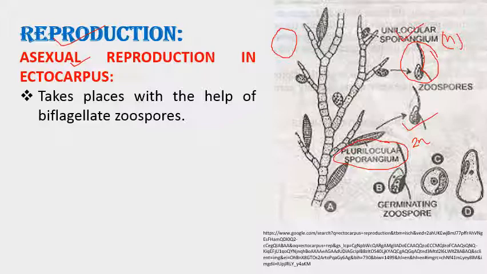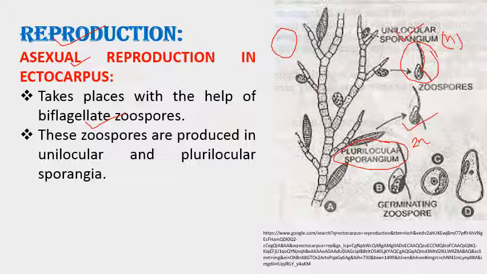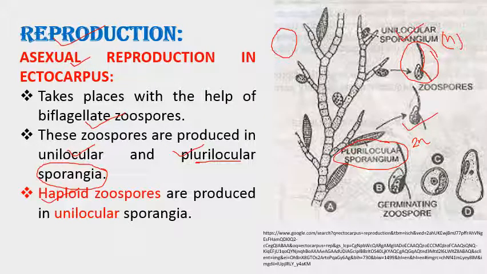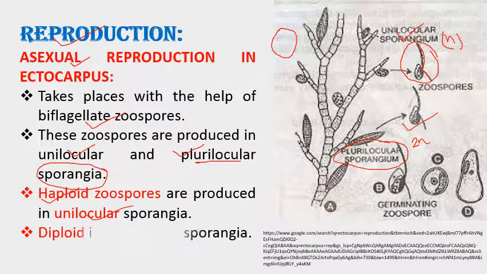So it takes place with the help of biflagellated zoospores, and these zoospores are produced inside some special structures which are known as sporangia. दो तरह के sporangia होते हैं. One is unilocular sporangia, other is plurilocular sporangia. Unilocular sporangia means having a single chamber. Plurilocular sporangia means having multiple chambers. So haploid zoospores are produced inside unilocular sporangia, and diploid zoospores are produced inside plurilocular sporangia. इसको हम डिटेल में पढ़ेंगे one by one.